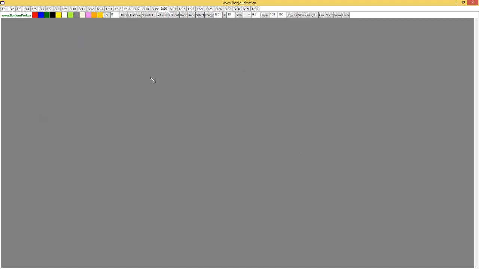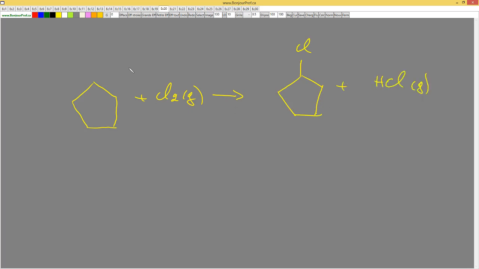Another reaction with the cycles. If I have a cycle, for example, say I have a cyclopentane, a pentagon, plus Cl2 gas. What will it give me? It gives me again the same, like this one, but this time I will have a chlorine here plus HCl gas again. How did it happen?